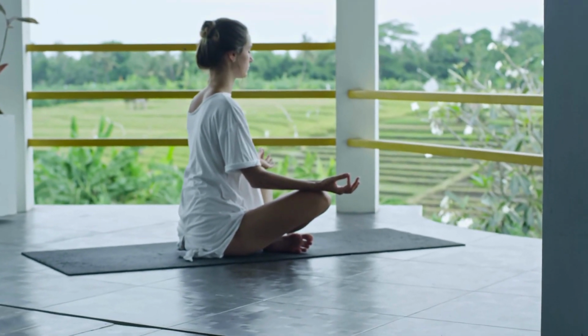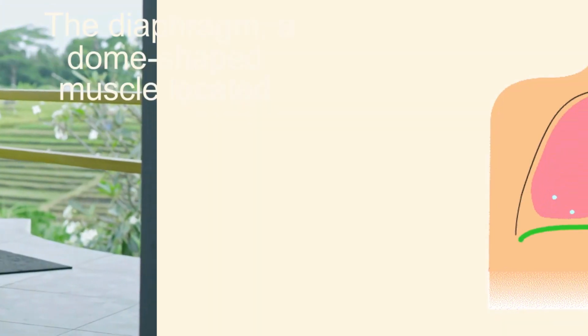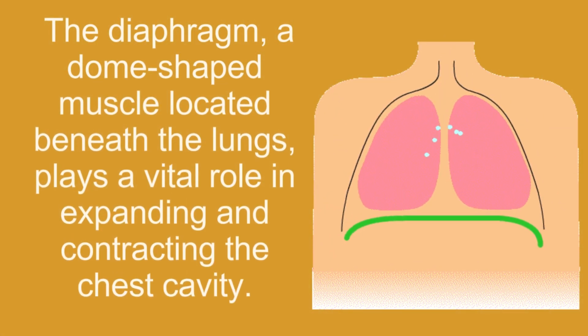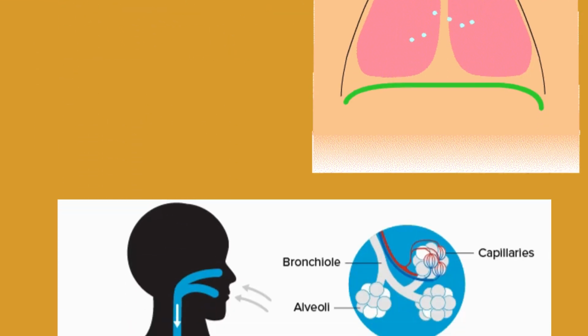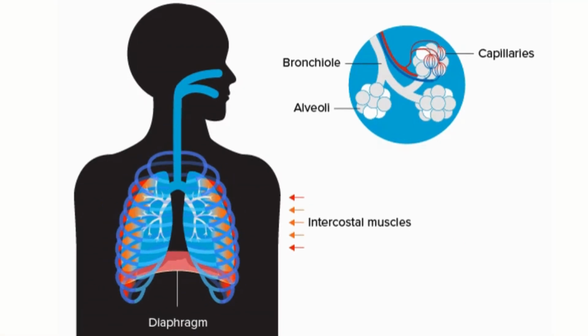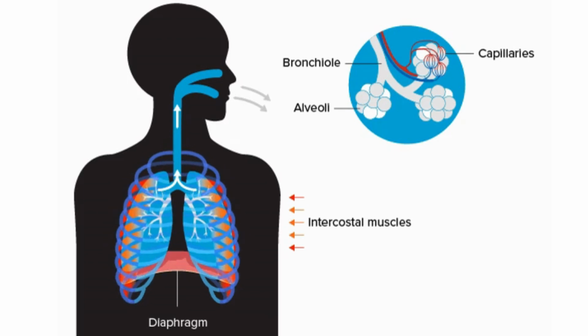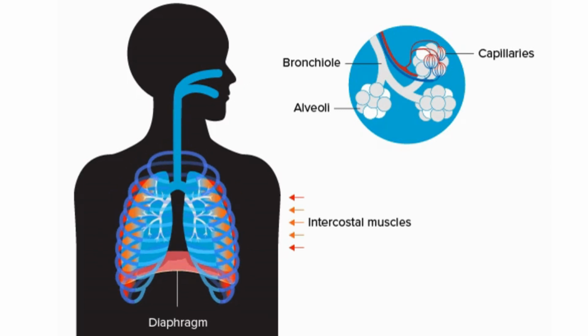Breathing, a process we often take for granted, involves the coordinated effort of several muscles. The diaphragm, a dome-shaped muscle located beneath the lungs, plays a vital role in expanding and contracting the chest cavity. When we inhale, the diaphragm contracts, flattening and allowing the lungs to expand. Conversely, when we exhale, the diaphragm relaxes, causing the lungs to contract and push air out.